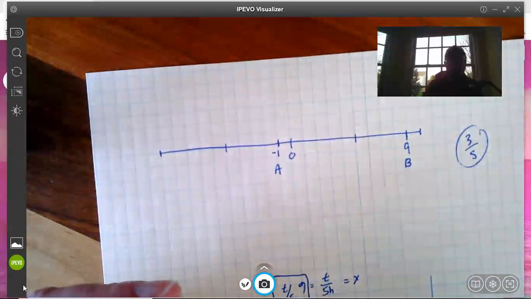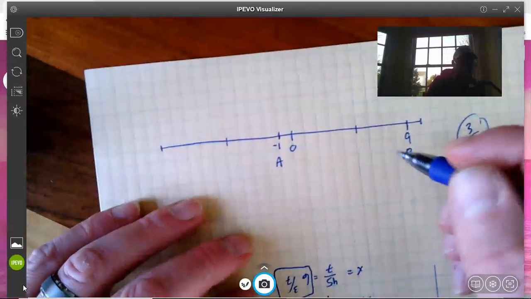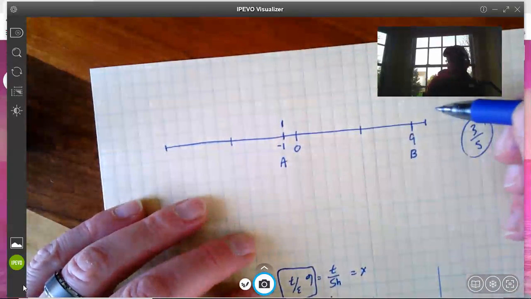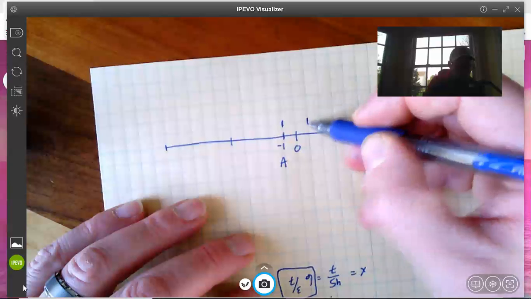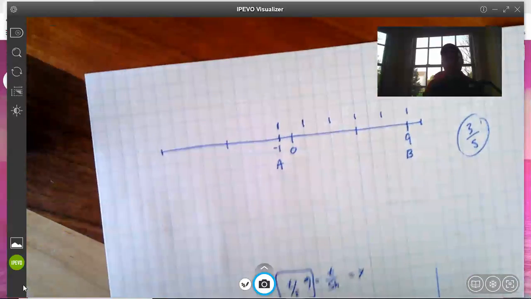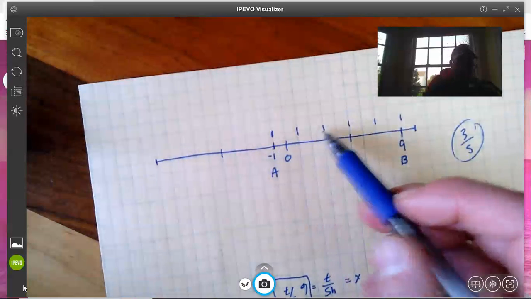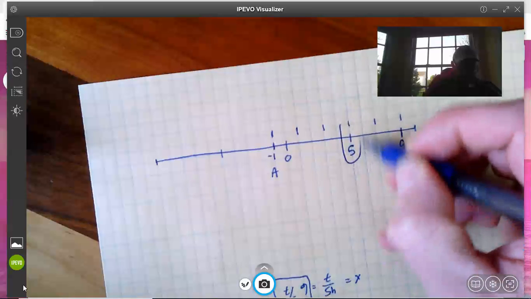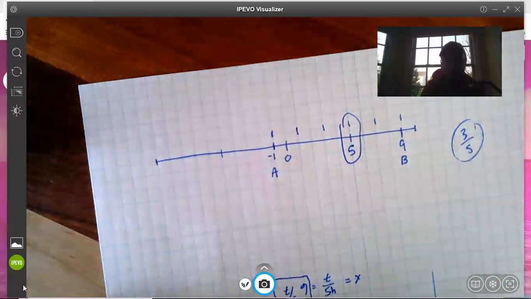So let's see. First of all, let's take the whole distance and divide it into fifths. Starting here would be 10 spaces divided by 5 is 2. So 1, 2, 3, 4, 5. Right? And so 3/5 would be, starting from here, 1, 2, 3. Oh, right here. So that's the number 5. 5 is 3/5 of the way from -1 to 9.